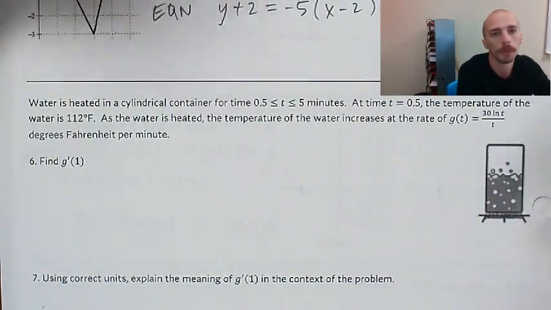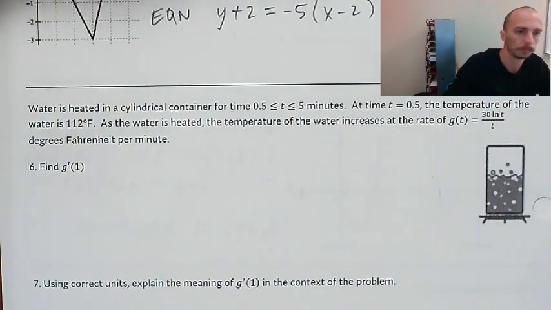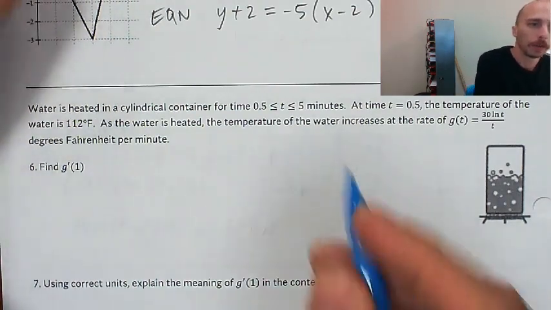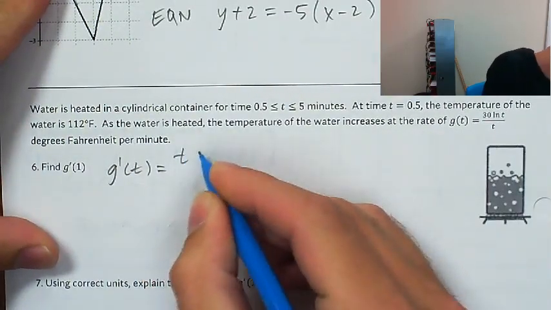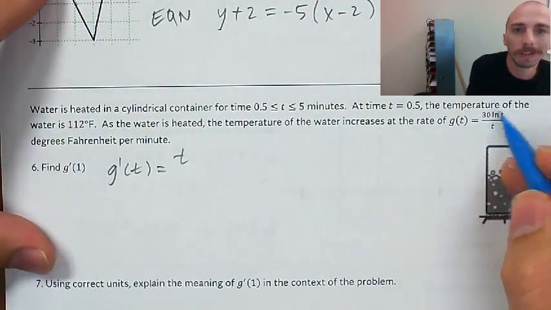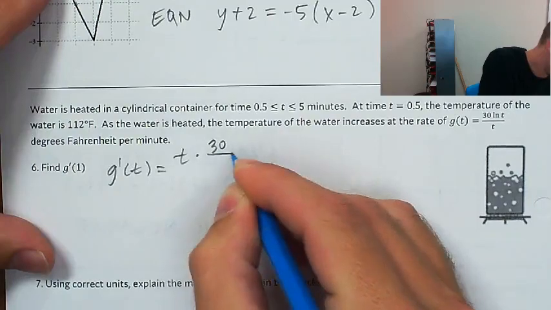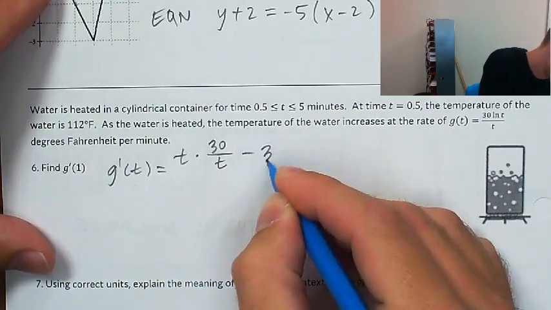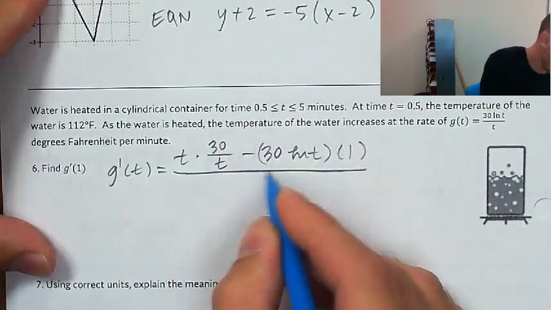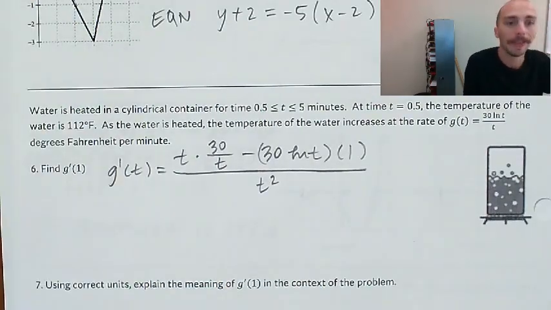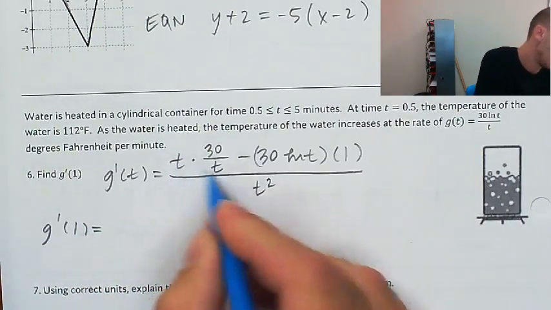So g prime of 1, to get g prime of 1, I'm going to take g prime of t, and then I'm going to plug in t equals 1. All right, so I'm going to take the derivative of g. And it's going to start with bottom, so it's bottom times the derivative of the top. And the derivative of 30 log t is going to be 30 times the derivative of log t with respect to t. So it would be 30 times 1 over t, which is going to be the same as 30 over t, minus the top times the derivative of the bottom divided by the bottom squared. And then I'll plug in t equals 1. And that's going to equal, well, if I plug in 1 here and there, I'm just going to have 30.